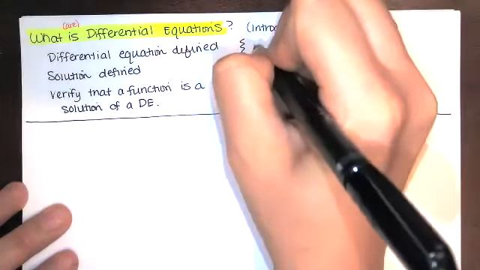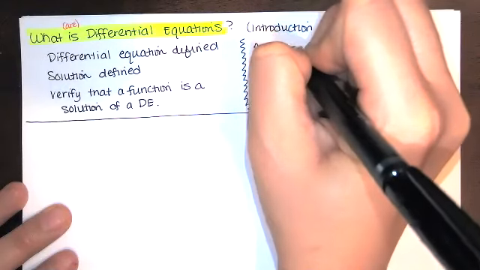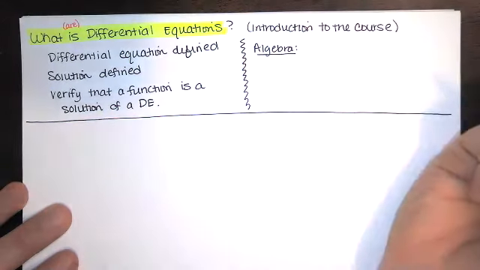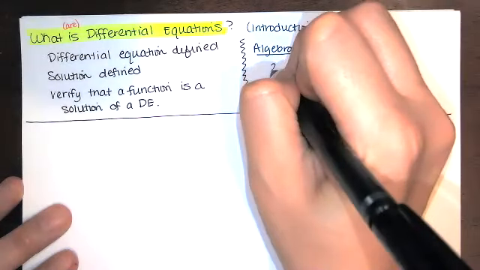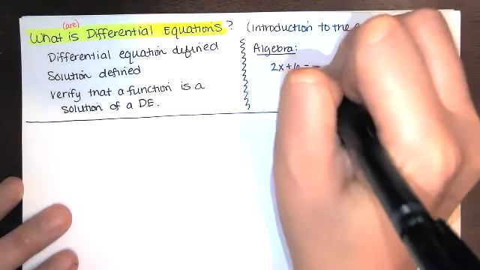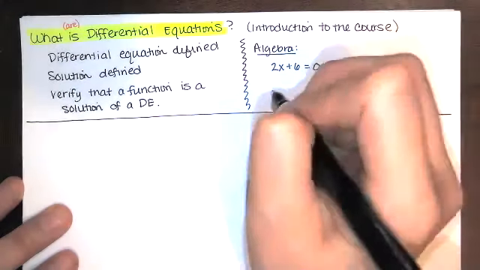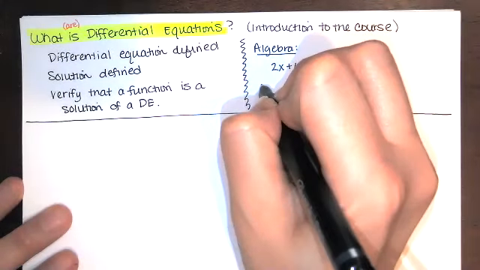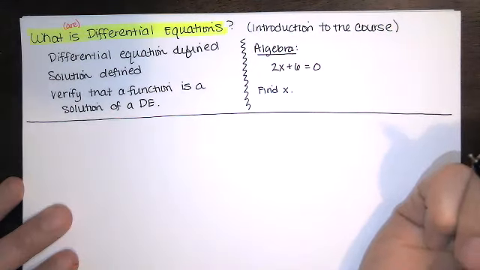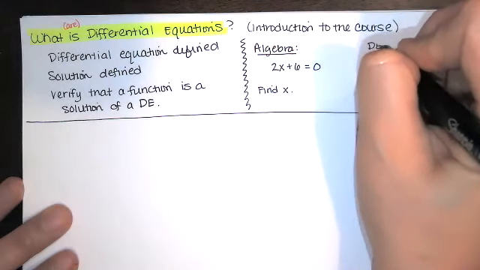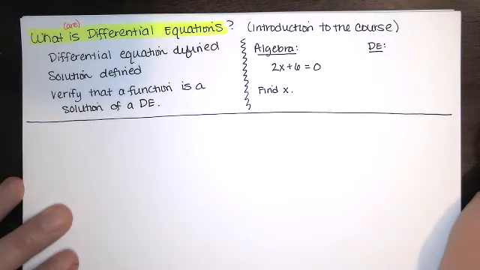In algebra, you're trying to find x. We're going to pose a problem for you. Usually it's an equation. Maybe it's something like 2x plus 6 equals 0. And your goal is just to find the value of x that makes this true. In differential equations, it's very similar to solving an algebraic equation.